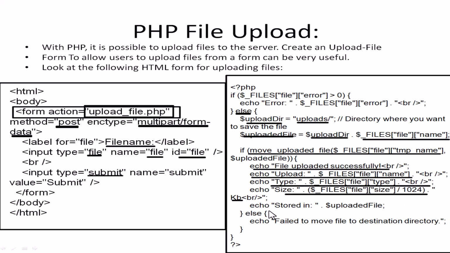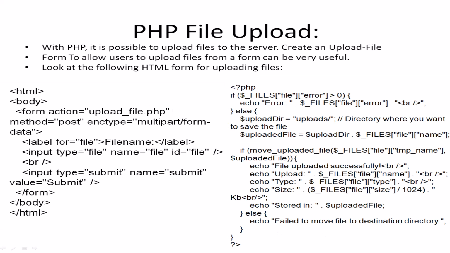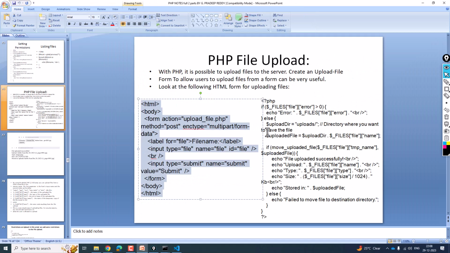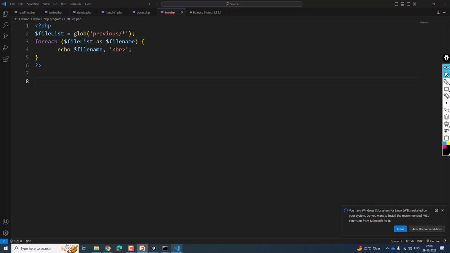Now finally it is going to show the message echo stored in uploaded file. So where the uploaded file is residing, it is going to show. Whatever file you have uploaded, that particular file name, here uploaded file, will be shown, else it is going to show a message, failure to move to the destination directory. Let us see by executing this particular program. Here I am going to create a program and I am going to save the program with the name of form.